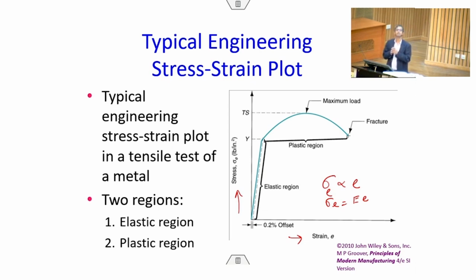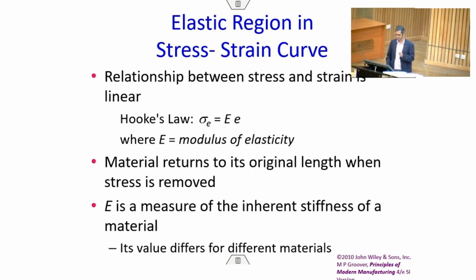That is what happens in the plastic region, and the strain keeps on increasing. Many other things happen, which we will discuss one by one. So these are the two regions that occur when you test any material. Therefore, the relationship between stress and strain in the elastic region is given by Hooke's law, and the material returns to its original length when the stress is removed.